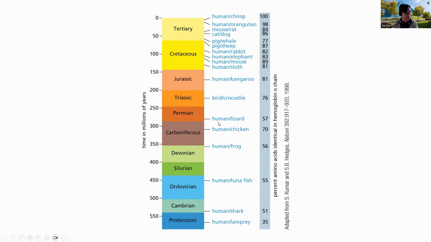So we can see that for humans and lizards, 57% of the hemoglobin alpha chain is identical. Humans and lampreys, I believe these are eels, are 35. Humans and tunas are 55. Humans and chickens are 70% identical. Humans and chimps are nearly identical, about 100%. Okay.